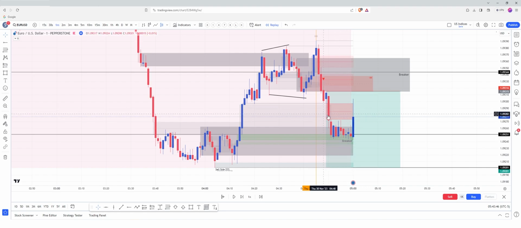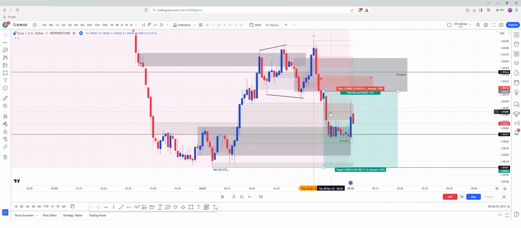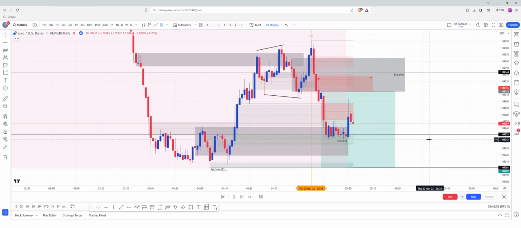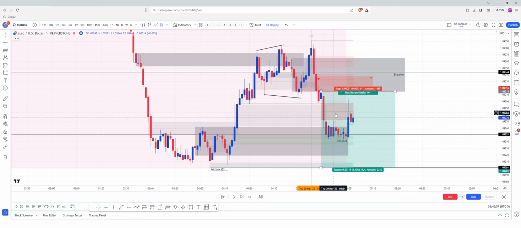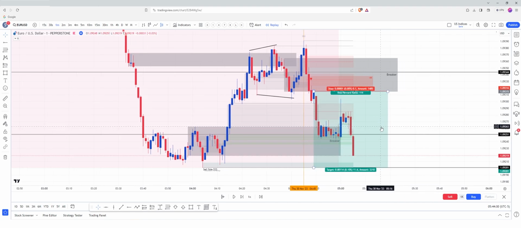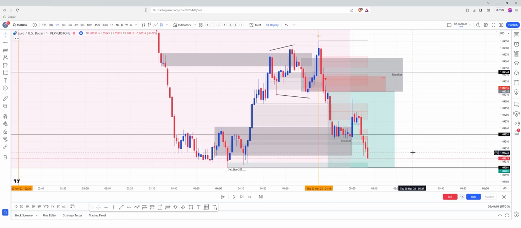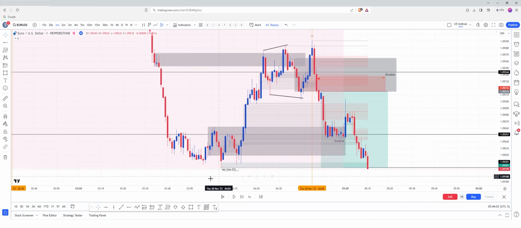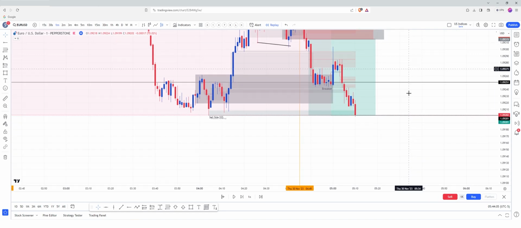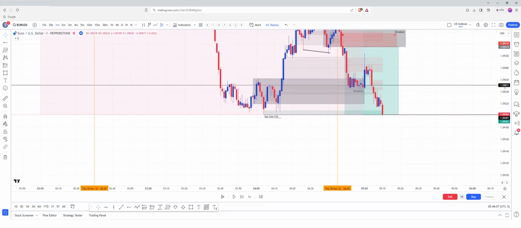But we did respect 50% of this bearish fair value gap. Again, 50% of the bearish fair value gap is being respected. Again, a tap of 50% of that fair value gap. And then price eventually does move away. Takes our take profit one. 100% risk free. 50% of the trade is closed there.